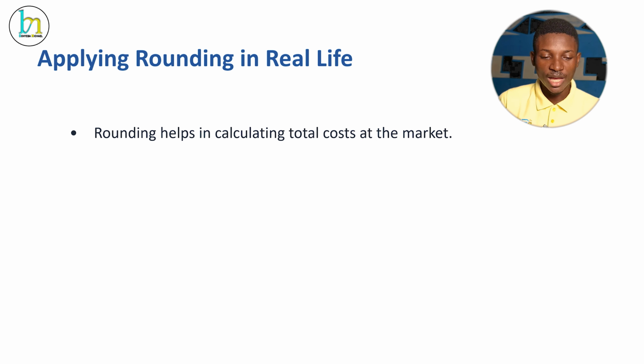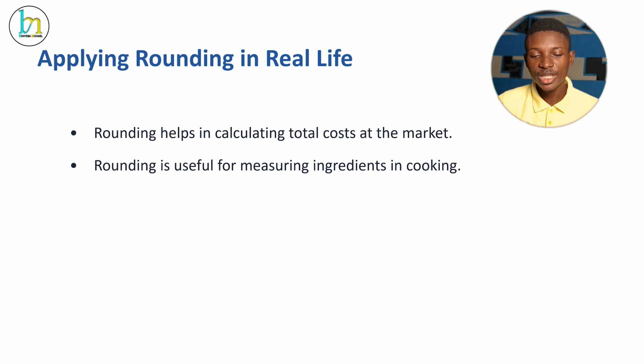Very good. Then we also have rounding is useful for measuring ingredients in cooking. Now note that in Ghana, in a traditional home, sometimes we don't measure some of the things we cook, for example salt, pepper, and other spices. But if you go to the cities, some of the homes do measure some of the ingredients they put in their foodstuffs. Because if you don't measure them, I bet the salt will be more than the food. So they measure all these things.